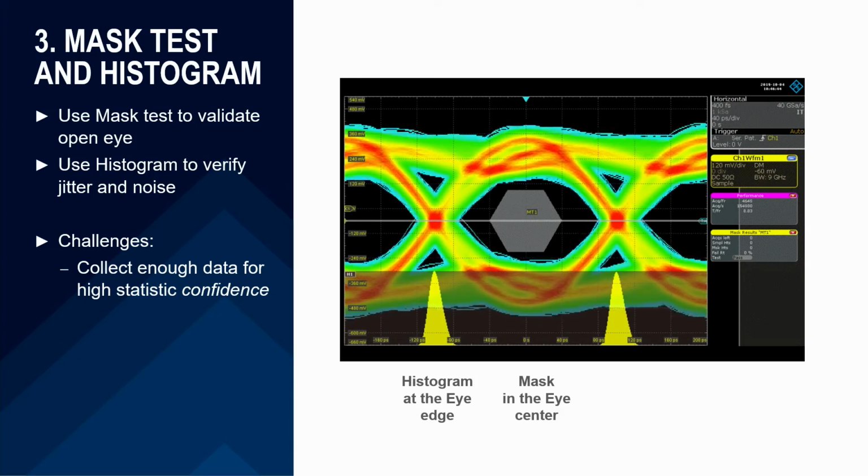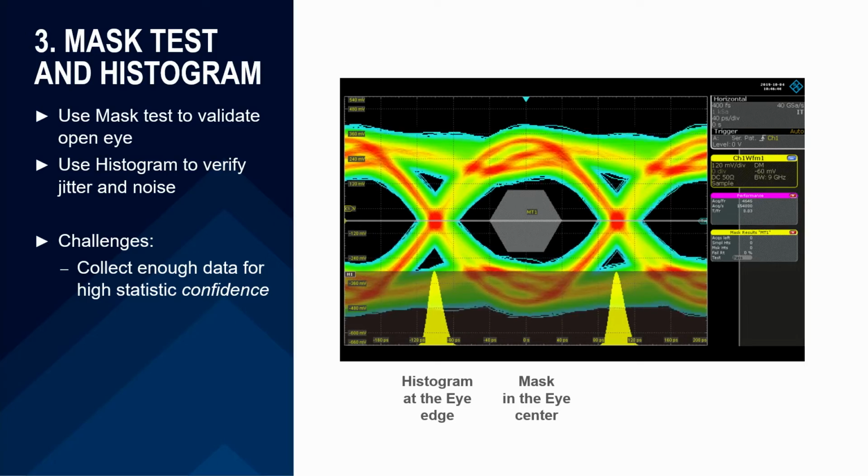The challenge for the instrument and for the user is really how many waveforms can I acquire in a certain time? How many bits can I overlay in a certain time in order to have a statistical confidence? Because I mentioned this already, we have jitter, random noise that is growing over time, and I need a high number of acquisitions in order to have a high statistical confidence there.